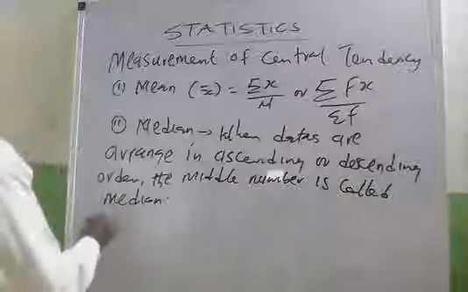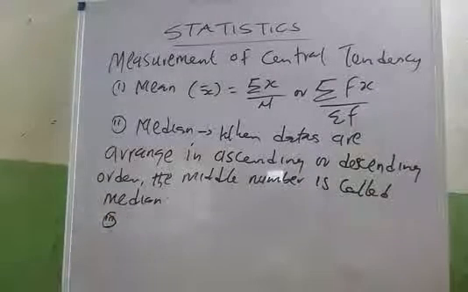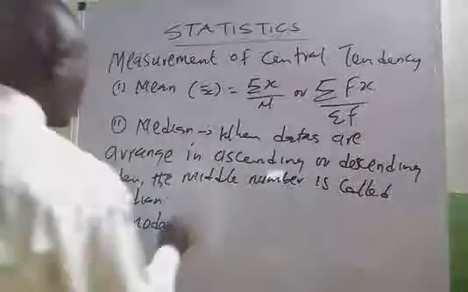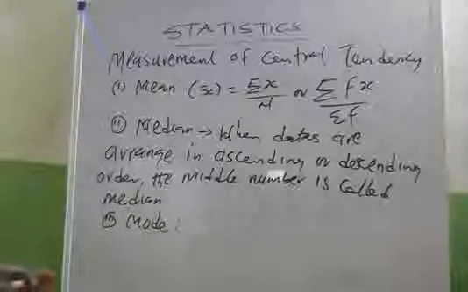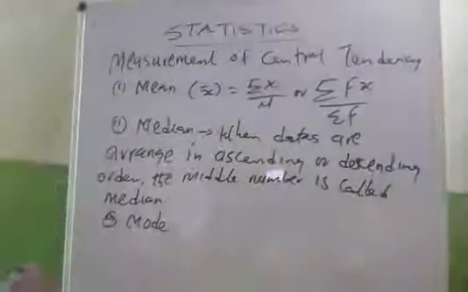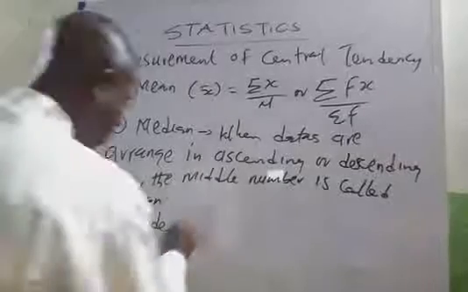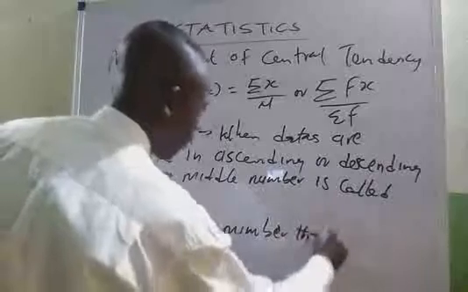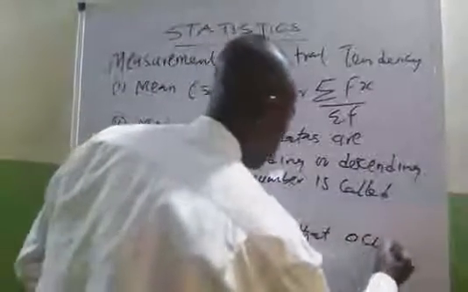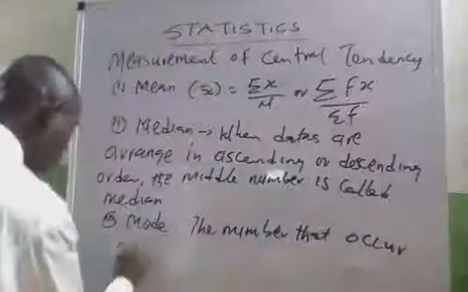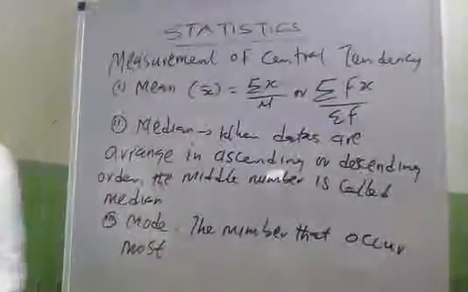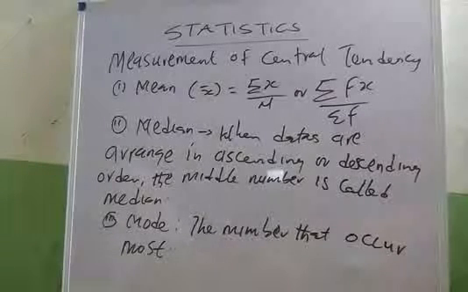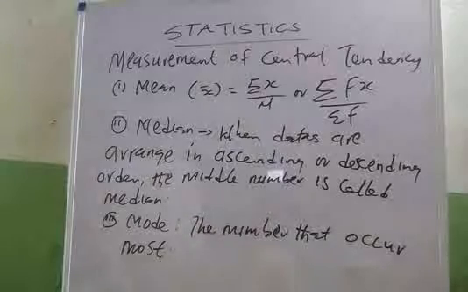Then the third central tendency is the mode. The mode is the most occurring number, simply put, the number that appears most or occurs most. It's called the mode.